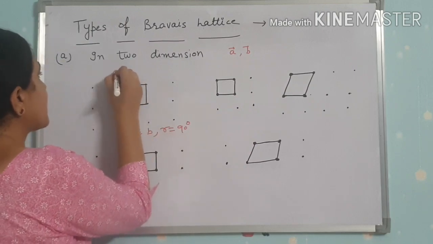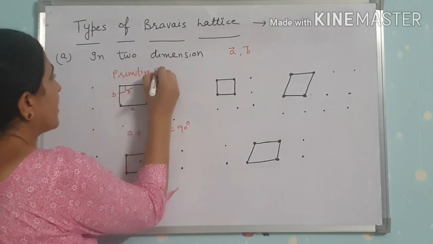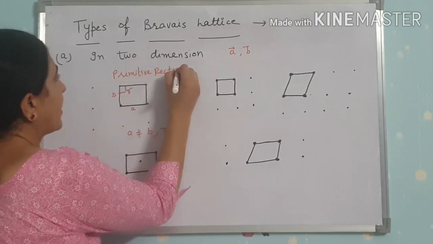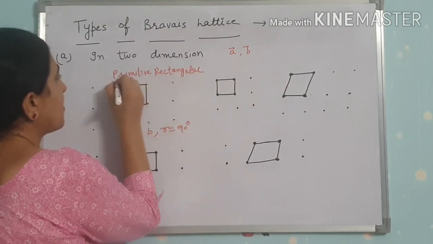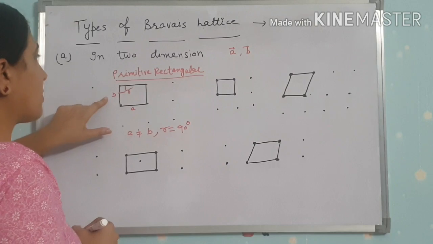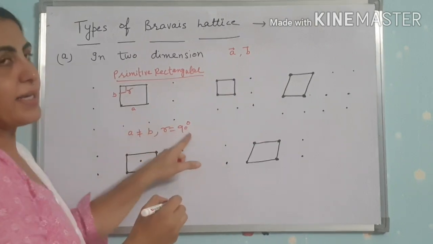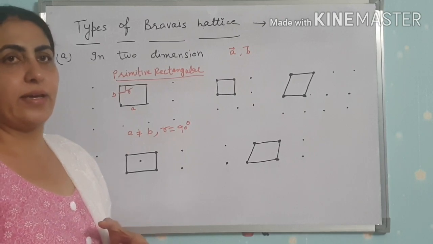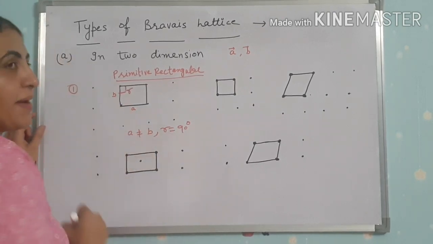Primitive rectangular lattice, in which a is not equal to b, and gamma is equal to 90 degrees. So this is the first Bravais lattice.